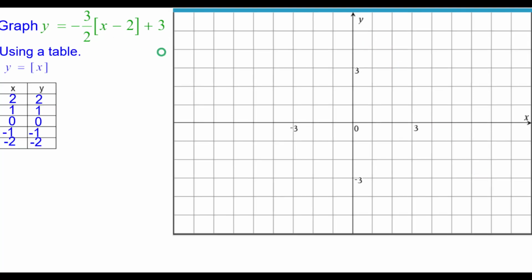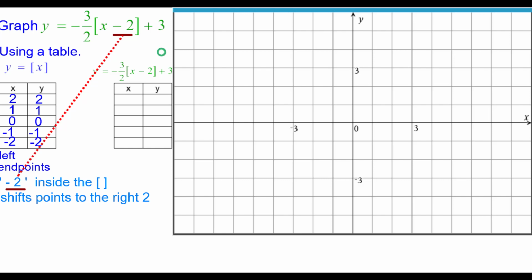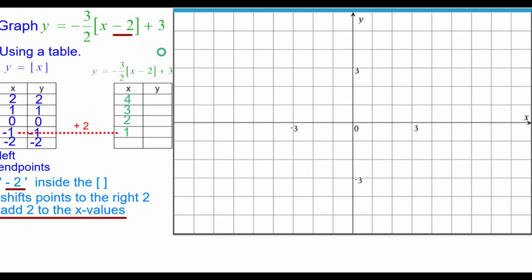The second way is using a table. These are our five key left endpoints on the greatest integer parent function. The minus 2 inside the bracket shifts points to the right 2. This means we add 2 to the x values to get those to shift. So 2 plus 2 is 4, and I think we can go ahead and finish those. Press pause and resume when you're ready to see those values. 1 plus 2 is 3, and we get the rest of the values.